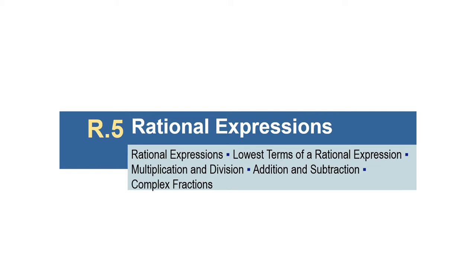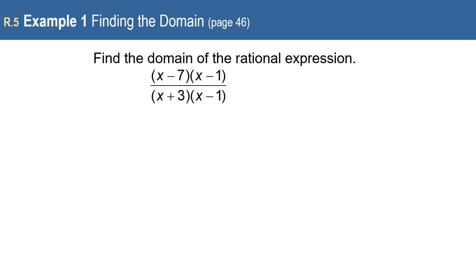In section R.5, we're going to look at rational expressions. Let's find the domain of the rational expression. We have (x minus 7) times (x minus 1) over (x plus 3) times (x minus 1). For these types of questions, you just look at the bottom. You just want to make sure that the denominator cannot be equal to 0, because we can't divide by 0.